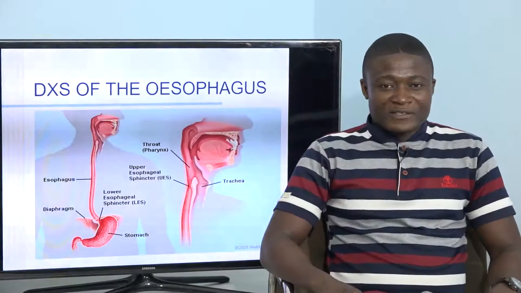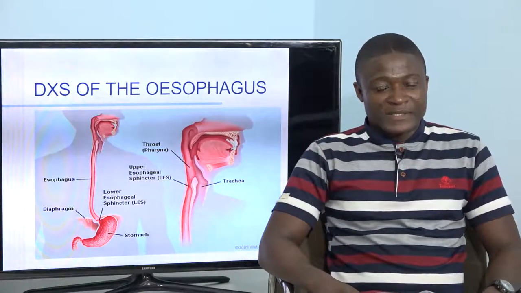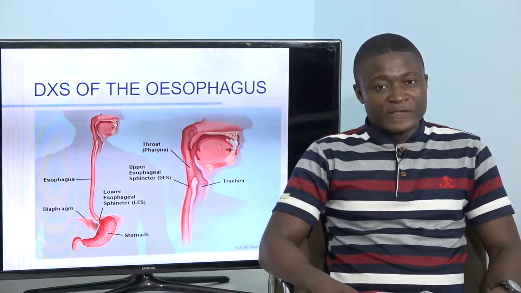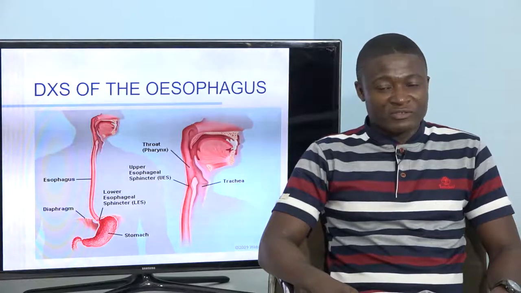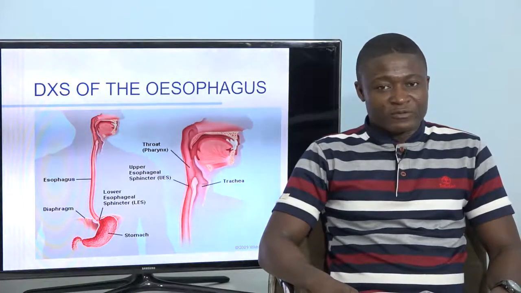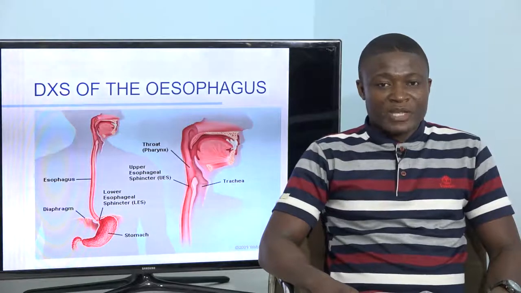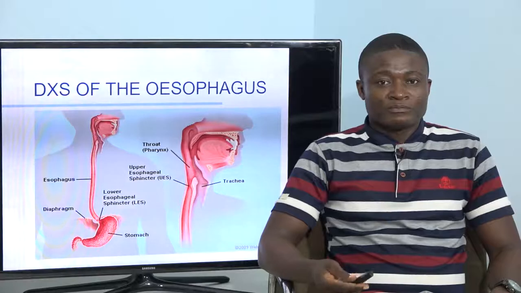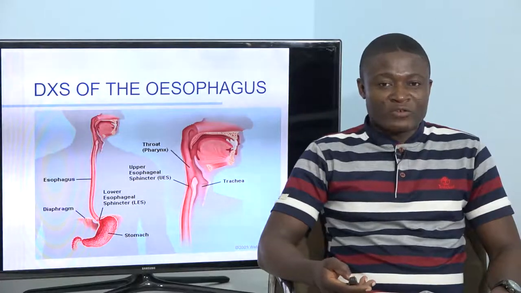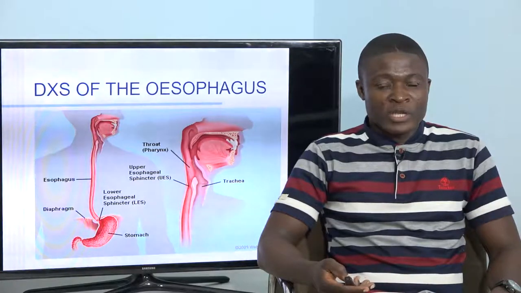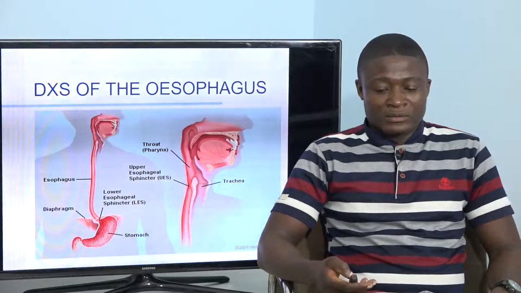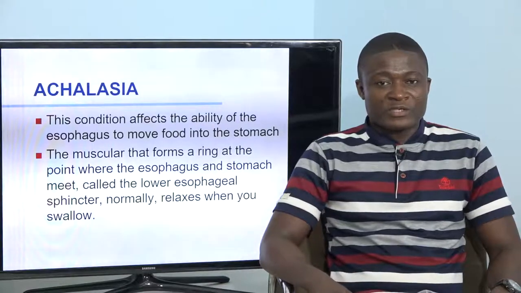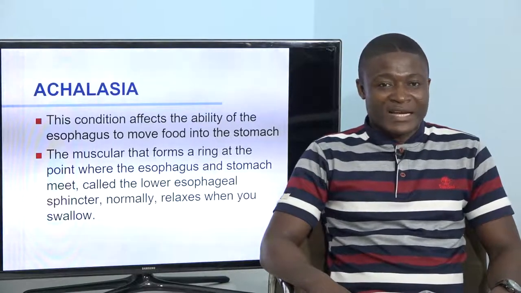All right, so let's continue with diseases of the esophagus. So we have looked at three major conditions. We've looked at cancrum oris of the mouth. We've looked at cleft lip. We've looked at cleft palate. Now we are going to diseases and abnormalities of the esophagus. Now, we all know that the esophagus extends from the mouth all the way to the stomach. So, conditions that are related to the esophagus include, the first one will be achalasia.